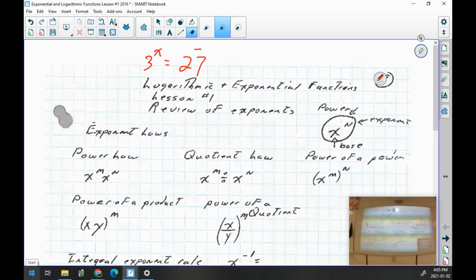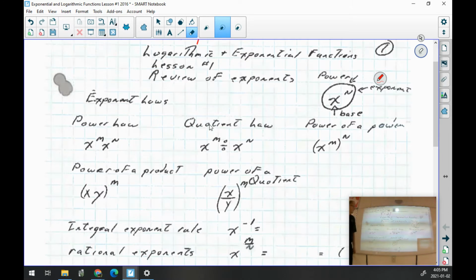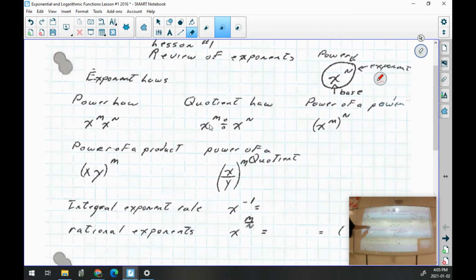Now again, these are not new. These are first covered in grade 9 math and dealt with in grade 10 also. If you have x to the power of m times x to the power of n, so x to the power of 3 times x to the power of 2, the product of those two numbers is you add the exponents, so x to the power of m plus n.